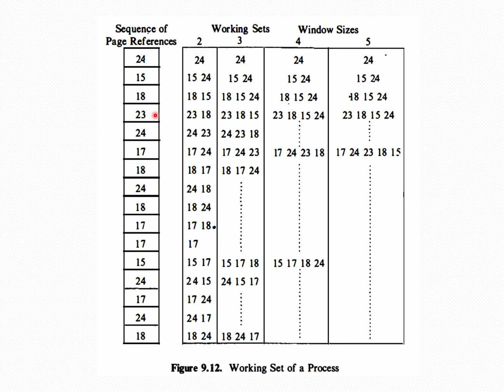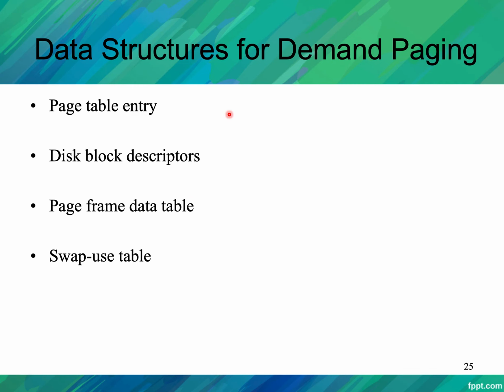So whenever a particular page is required and if it is not available in your memory, that incurs a page fault. So whenever a page fault occurs, we have to use the least recently used algorithm to swap out an old page and to swap in a new page. So that is the operation of demand paging.